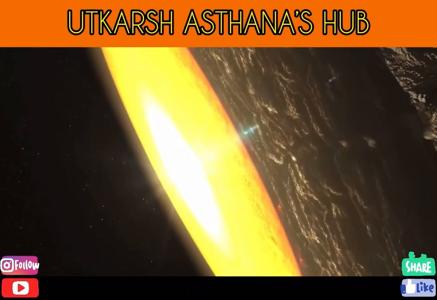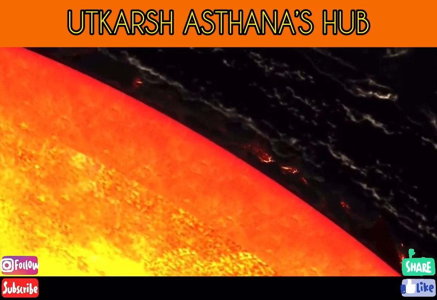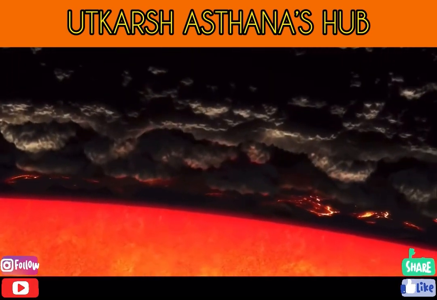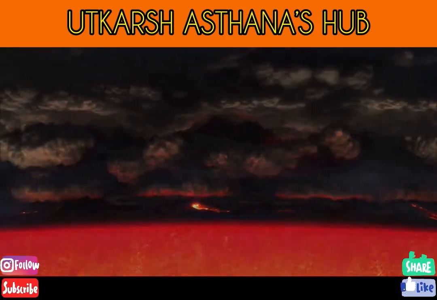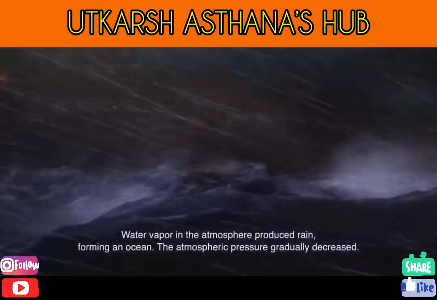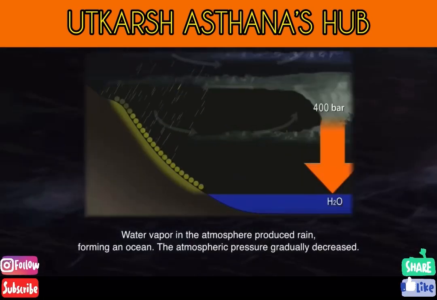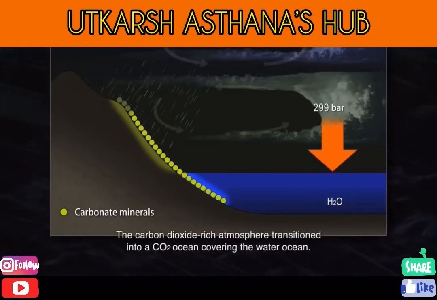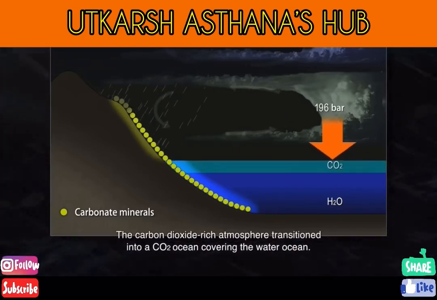And when we divide the Earth in two halves, we could clearly see that now crust, upper mantle, lower mantle, outer core, inner core, all were formed, and this formed the basic structure of the livable Earth as we know it today. The water vapor in the atmosphere produced rain, forming an ocean. The atmosphere pressure gradually decreased because of the carbonate materials and H2O, as we can clearly see here in this graph.